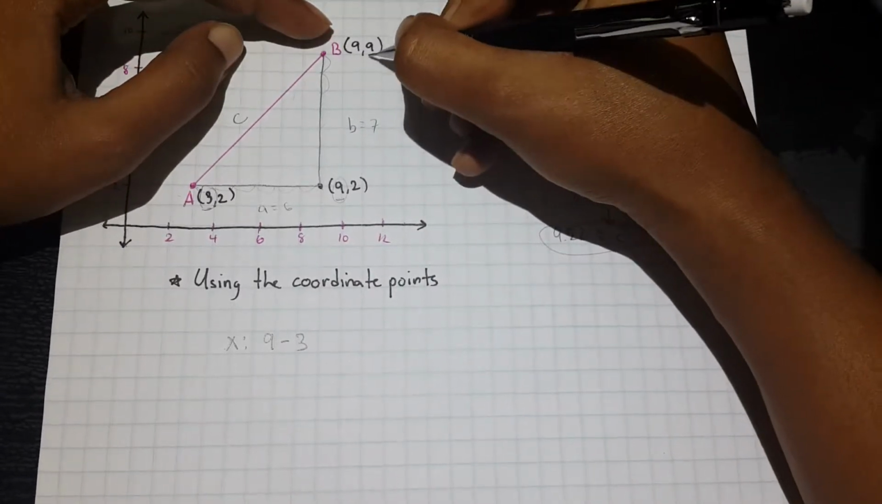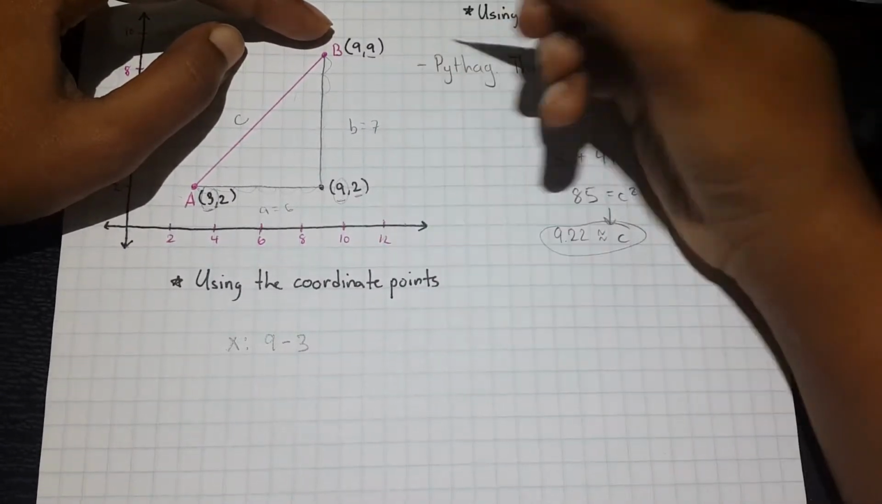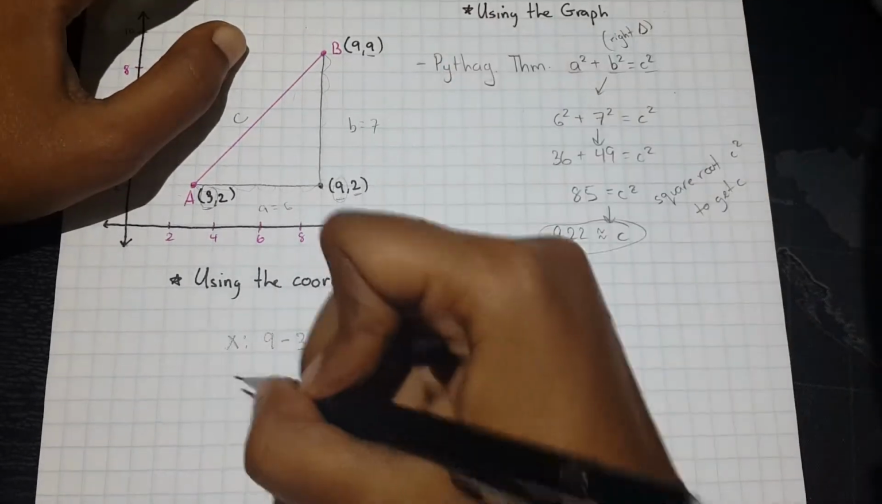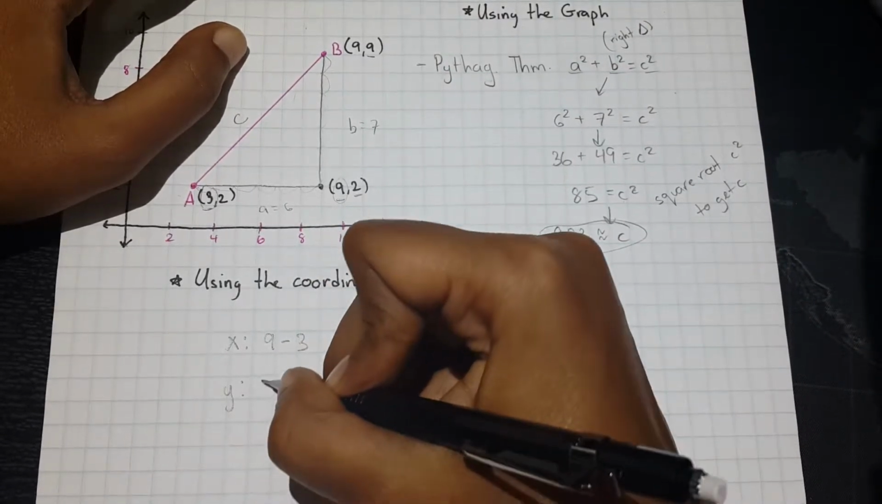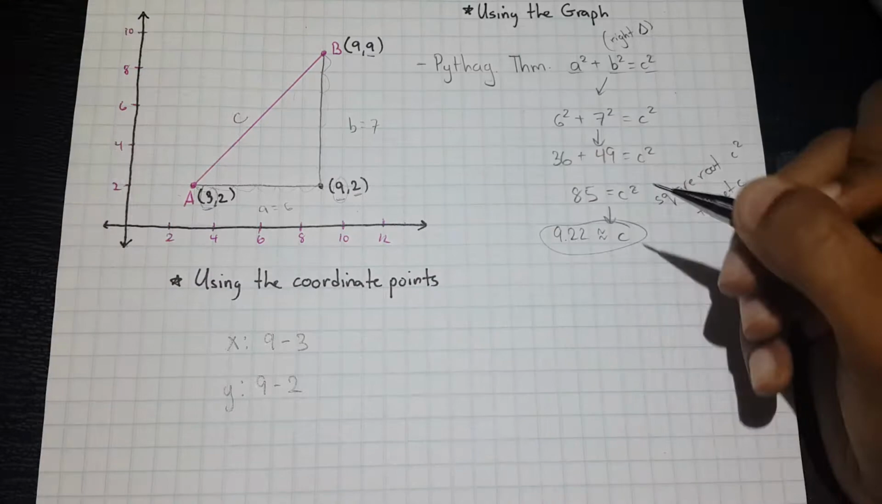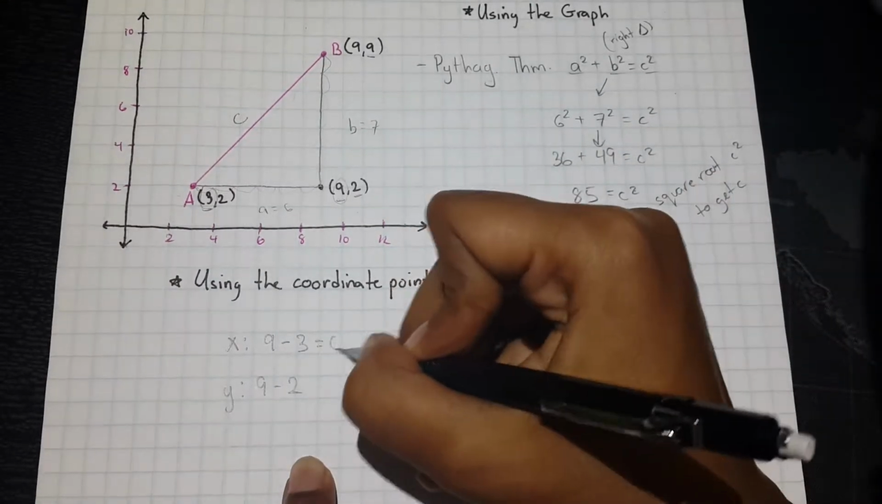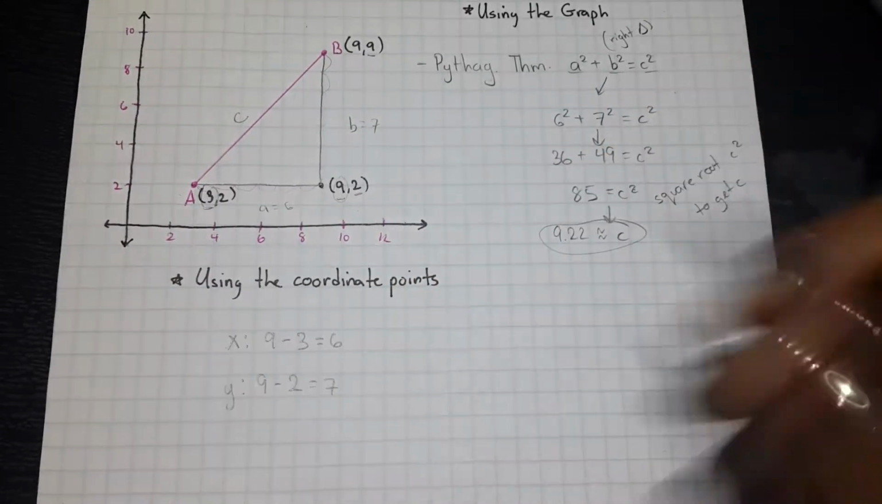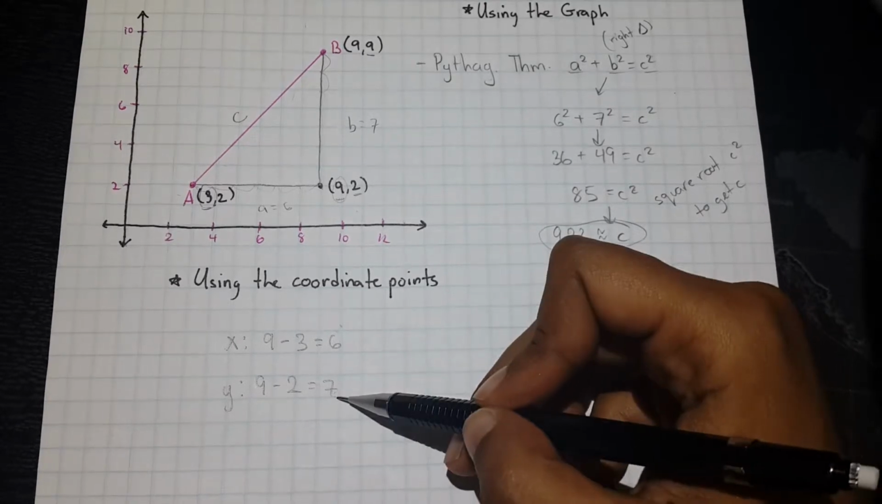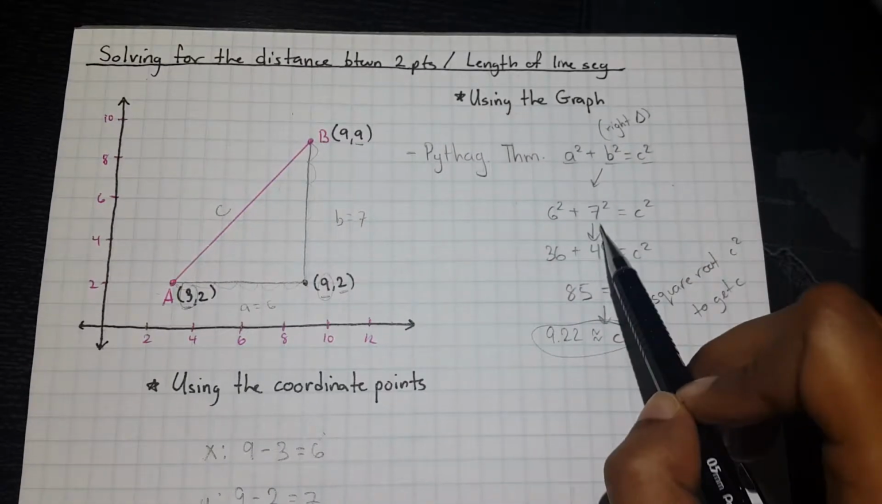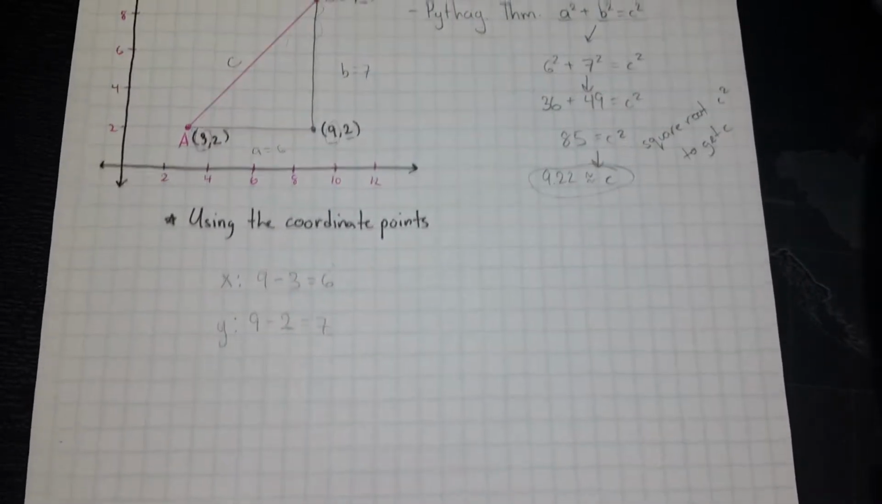Same thing for the y's. I focus on the y values. There's a 9 here and there's a 2 here. 9 minus 2 does give me 7, so that is definitely going to work out. Okay, great. So let me just add those as 6 and 7. And we see that these are the same values that we plugged into our Pythagorean theorem. So we're good to go.